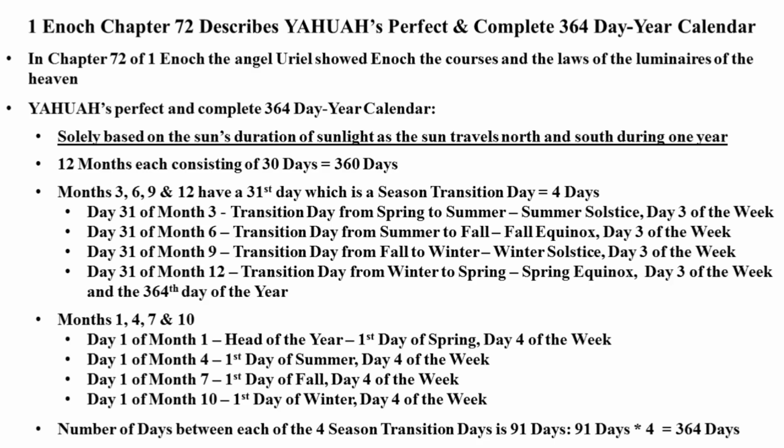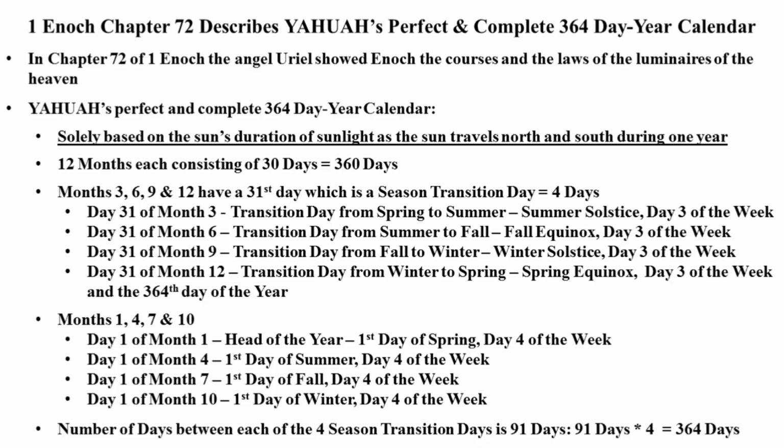There are 12 months, each consisting of 30 days, which equals 360 days. Months 3, 6, 9, and 12 have a 31st day, which is a season transition day. These 4 days result in the calendar being 364 days.